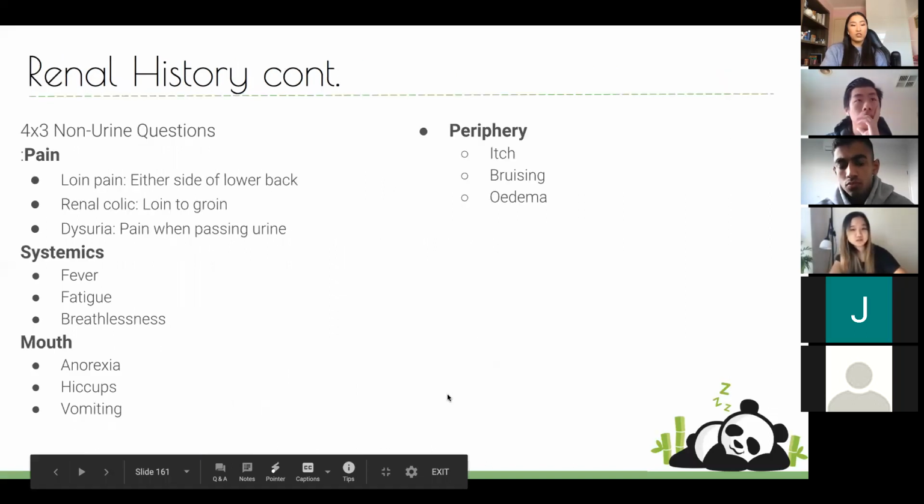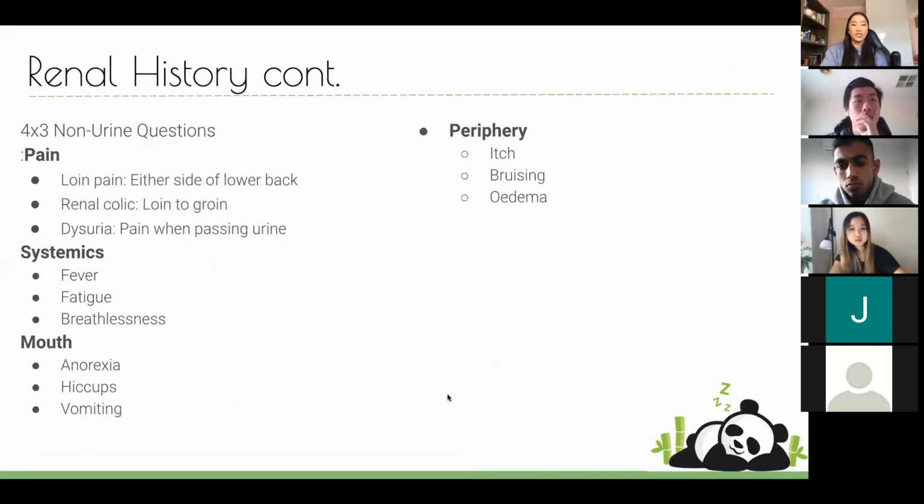The rest of the renal history I group into pain, systemic stuff, mouth stuff, and peripheral stuff. So pain, you ask specifically about loin pain, loin to groin pain, and dysuria, urinating pain. And then systemic stuff, you ask about fever, so for infection. Fatigue can be related to really anything, but it could be CKD, anemia, and uremia. Breathlessness could be caused by the metabolic acidosis in CKD.